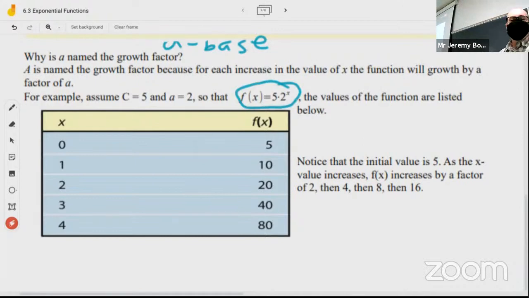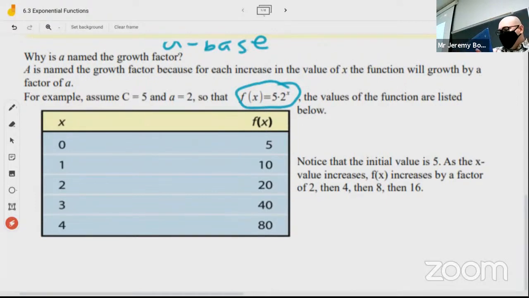If x is 1, we have 2 raised to the 1, which is 2, times 5, which is going to be 10. When x is 2, the y value is going to be 20. When x is 3, the y value is going to be 40. And when x is 4, the y value is going to be 80. So you can see how that's grown, right? It starts at 5, grows to 10, grows to 20, grows to 40, grows to 80. And it's a large increase. It's growing exponentially. Any questions on that?